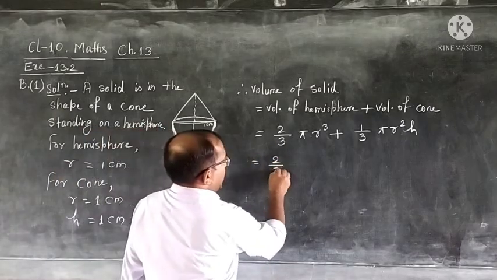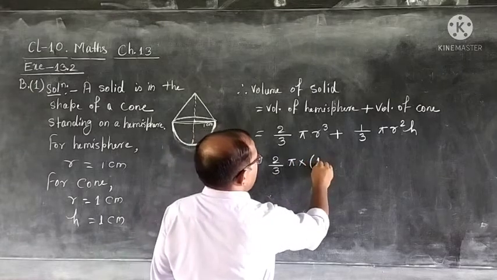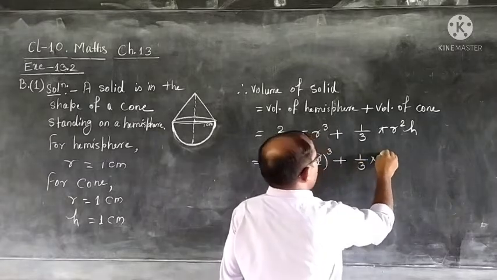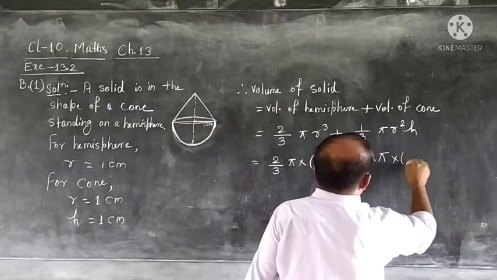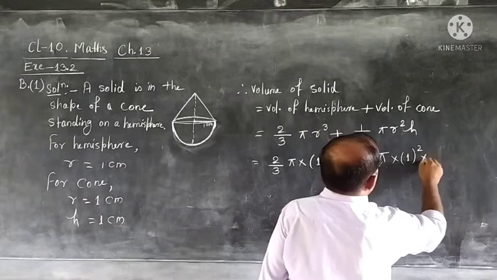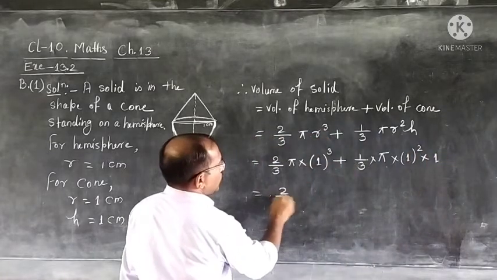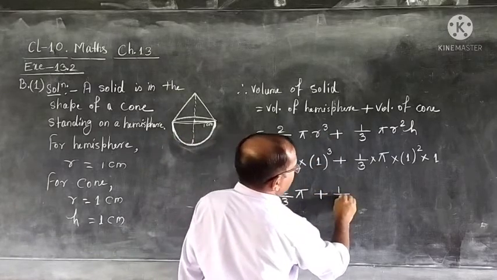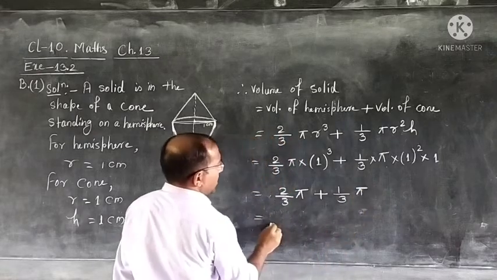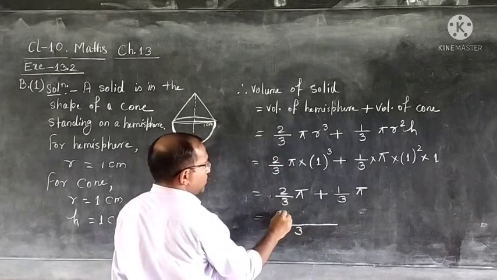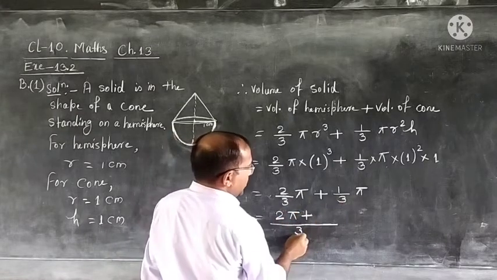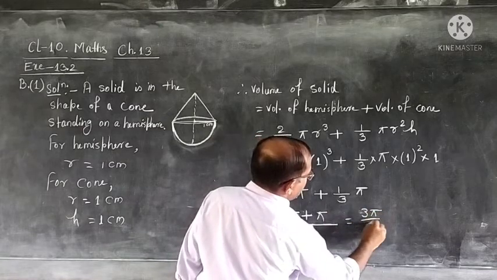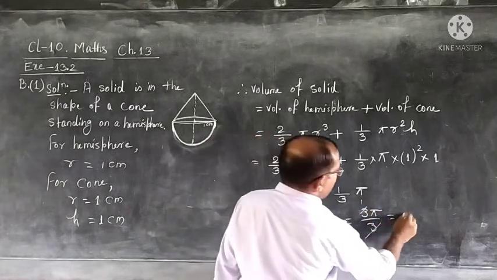So, pi will remain. 2 by 3 pi into radius 1, radius of the hemispherical portion. 1 by 3 pi we still have to keep here, radius of cone is also 1 and height is also 1. What we get? 2 by 3 pi 1 cube, that means 2 by 3 pi plus 1 by 3 pi. You can take the LCM, 3 ones are 3, finally we get 3 pi by 3, the 3s cancel. So, what we get? Pi.